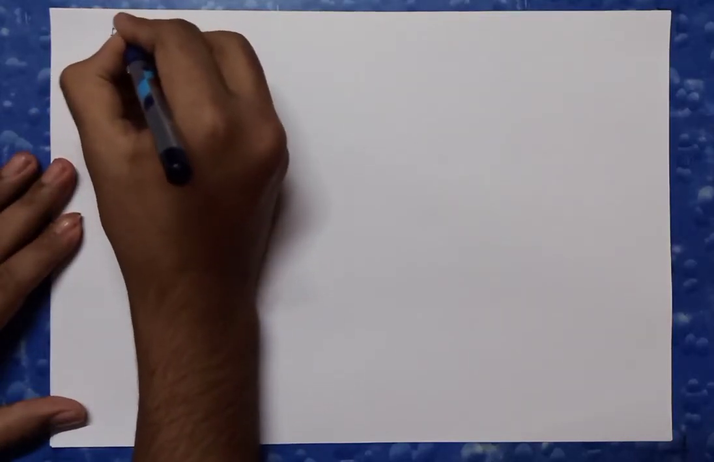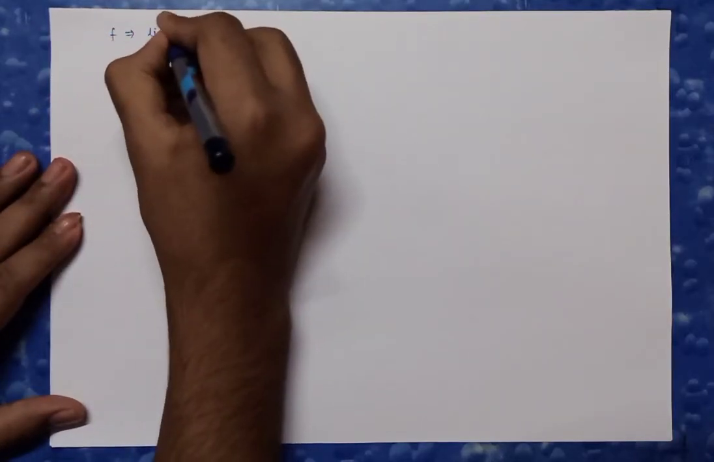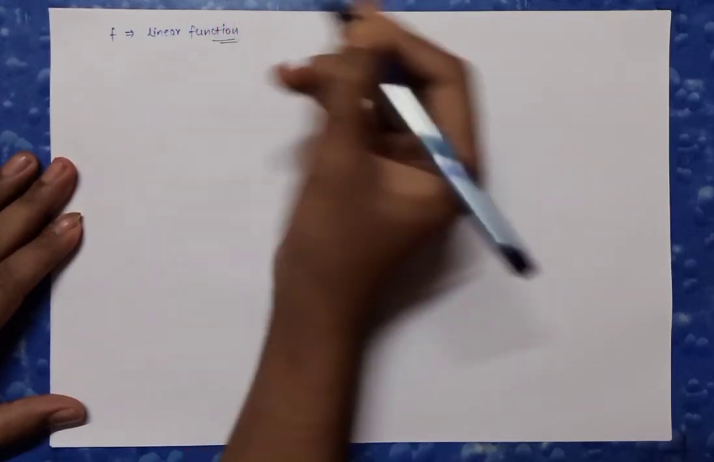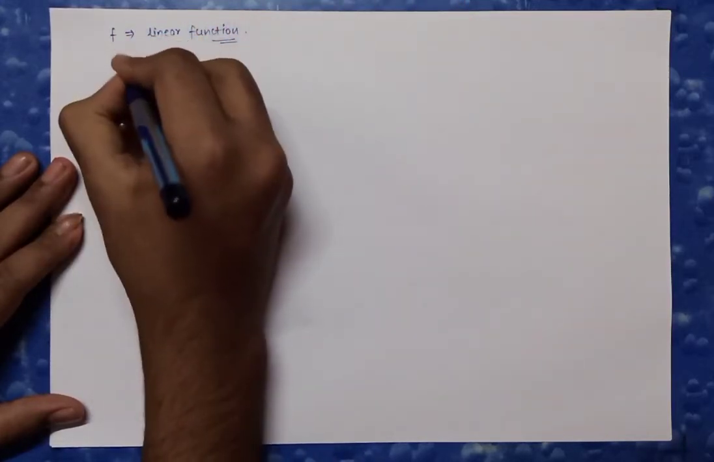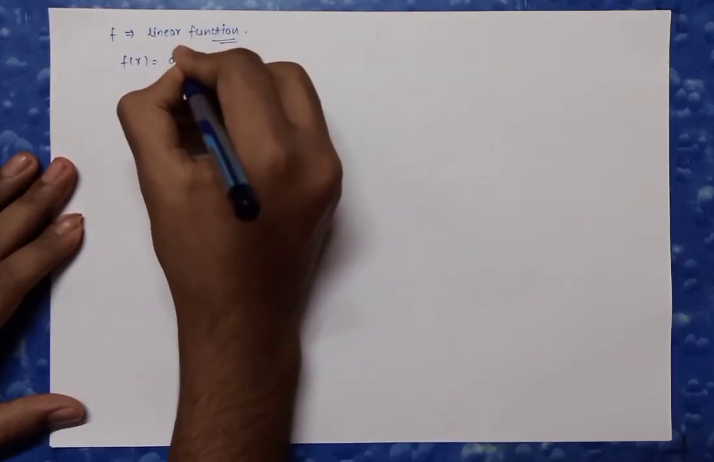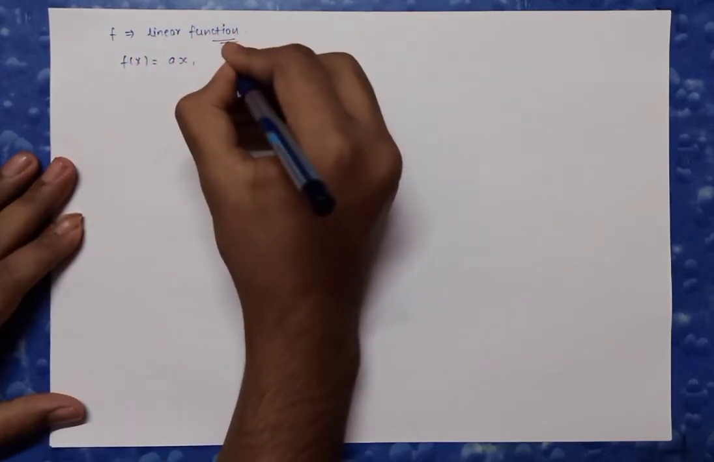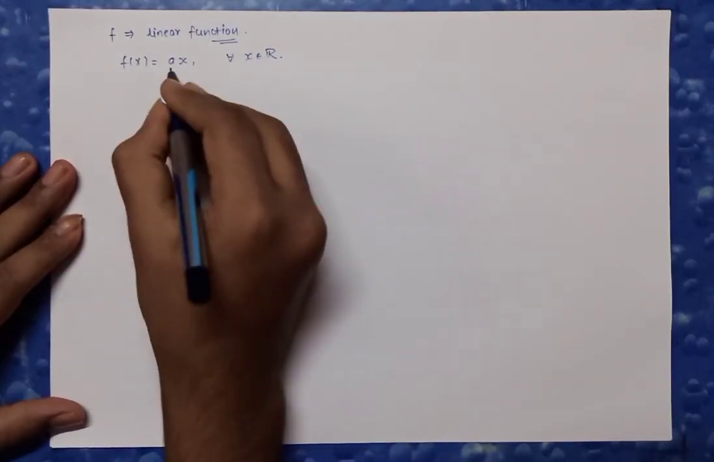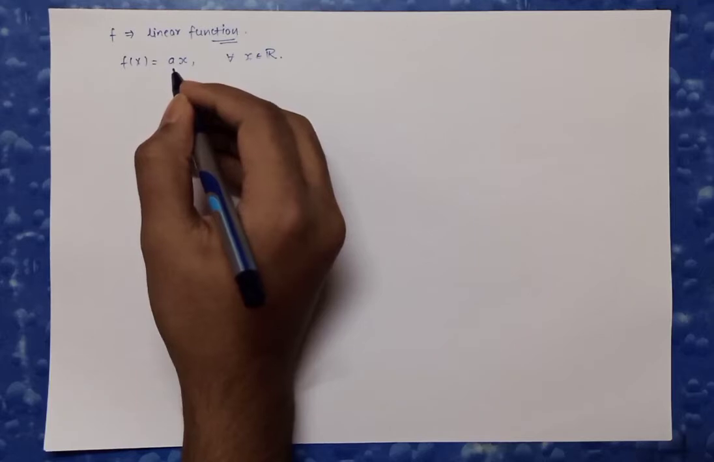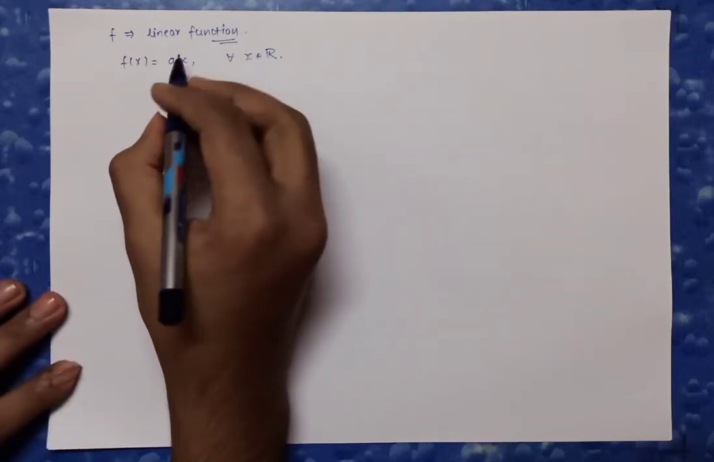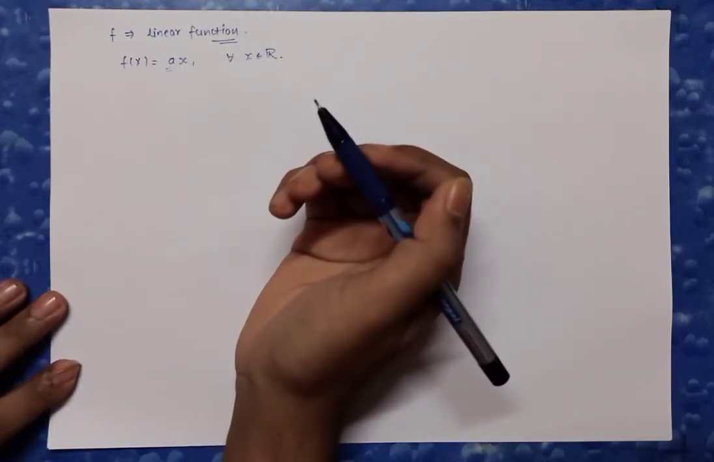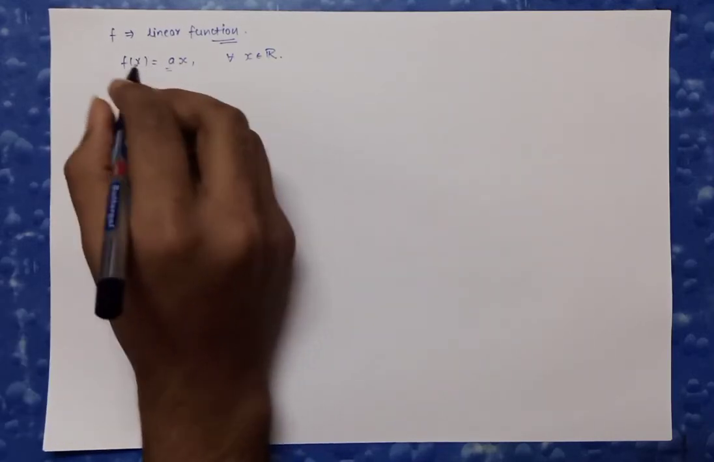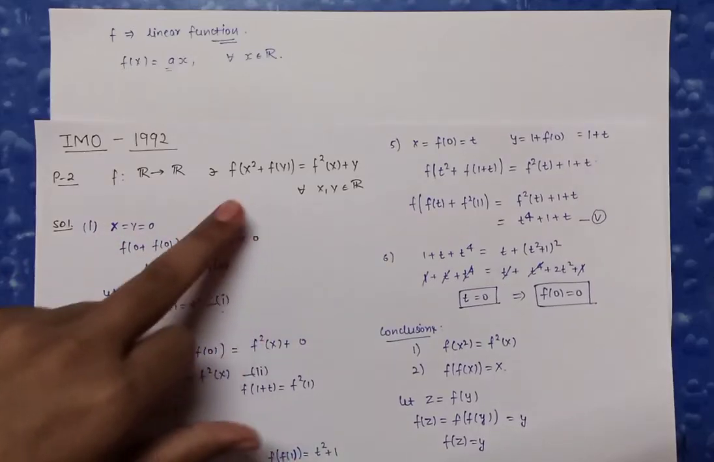What I concluded is that f is a linear function. So let's write it. f was a linear function. So f of x will be of the form ax for all x belongs to real R. Now the remaining task, because almost the question has been completed, is to find the value of a. So let's substitute this function f of x equals to ax in the given mother equation.